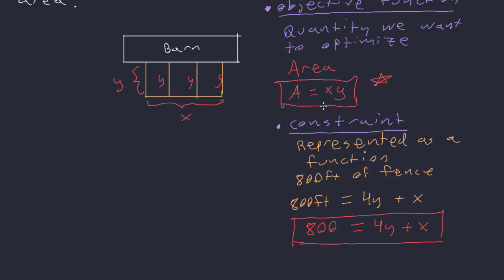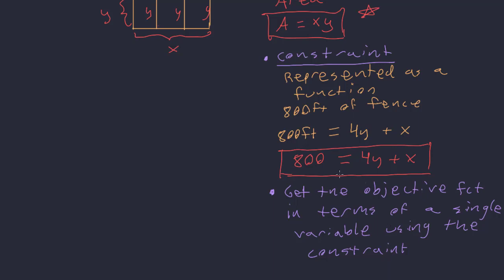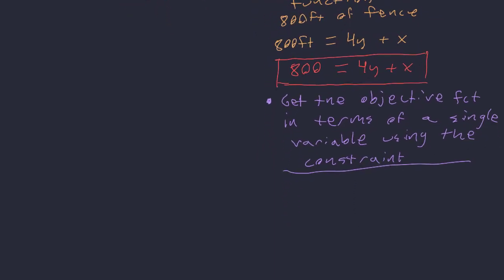Now, we don't want to use implicit differentiation. We don't want to start diving into related rates or anything, because these aren't rates that we're talking about. We're just trying to optimize the area. Okay, so how we do that is now we want to get the objective function into terms of a single variable, using the constraint. So we're going to use this constraint to get the objective function in terms of one variable. Now, how do we do that? Well, we do that by solving the constraint for one of our variables.